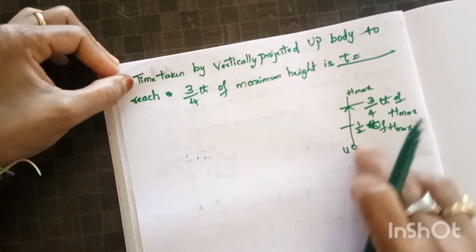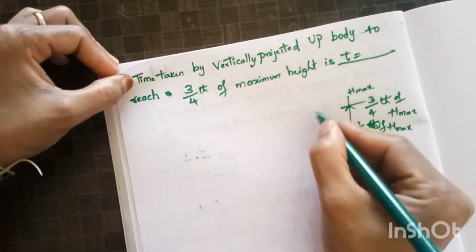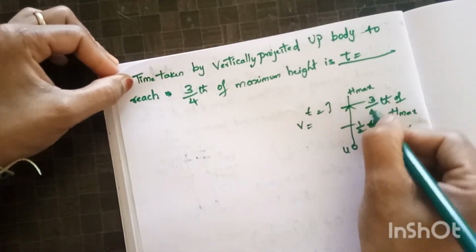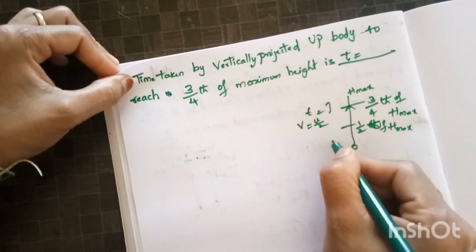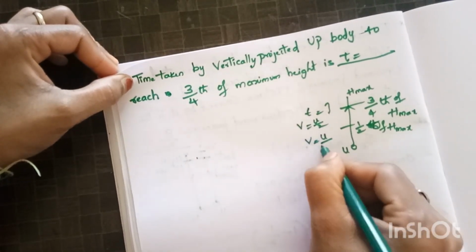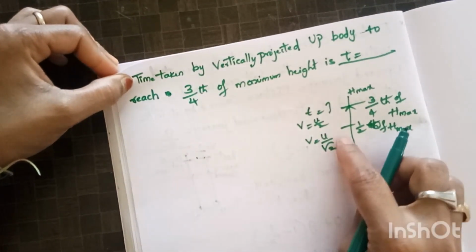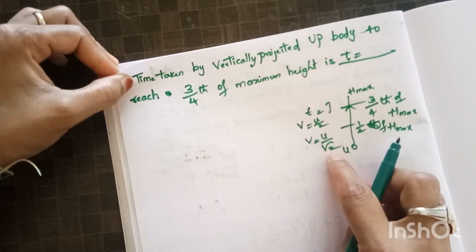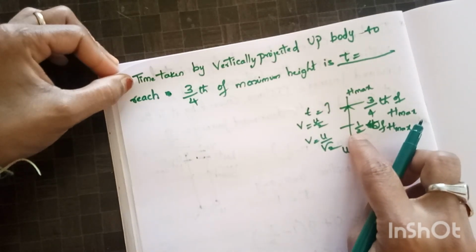So this is the 3 by 4th of the maximum height. Here we are going to find the time. We found that the velocity at the 3 by 4th of the maximum height is u by 2, and the velocity at half maximum height is v equals u by root 2. At these points we are going to calculate the time.